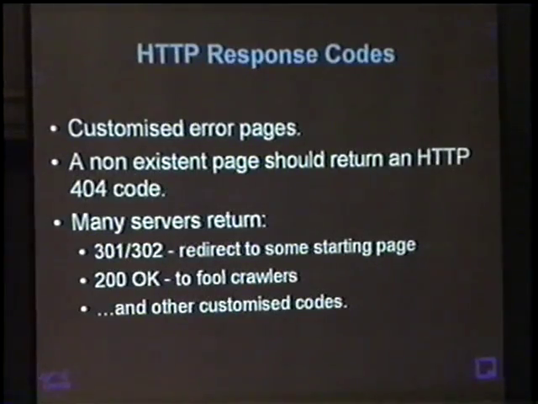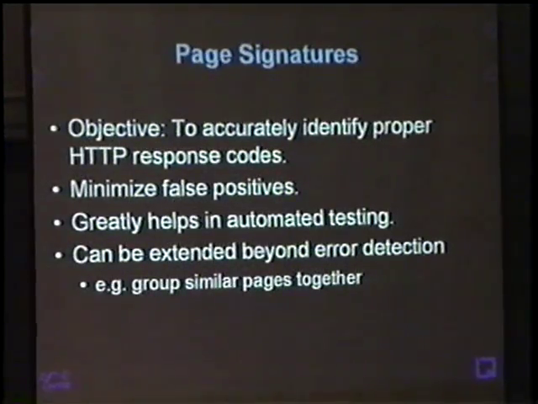So we can't really depend on the response codes. What do we have to increase our accuracy? We have page signatures. The objective of page signatures is to accurately identify proper HTTP response codes. Even if it's a 200 OK, can we tell if it's a page which is returned as resource non-existent and such? The idea is to minimize false positives. It greatly helps in automated testing because now you can say with confidence what your tests came back with.